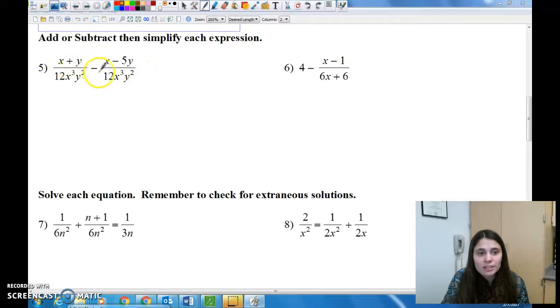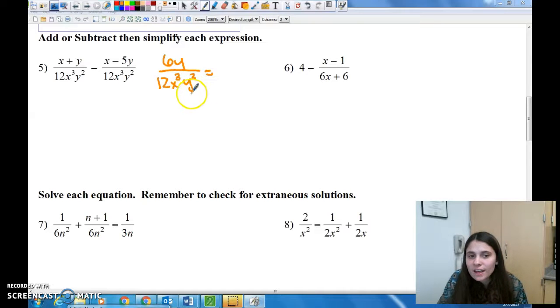So I start by doing x minus x. Well, that's just 0. That cancels out. So then y minus a negative 5y, and minus a negative I'm adding, so y plus 5y is 6y over 12x cubed y squared.